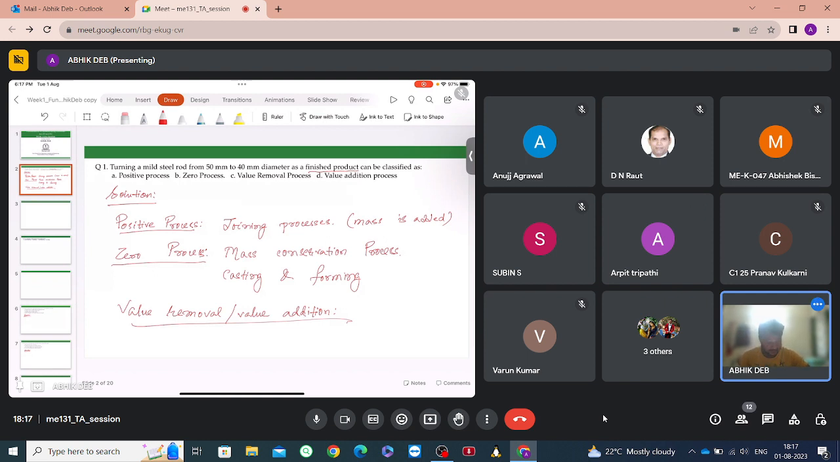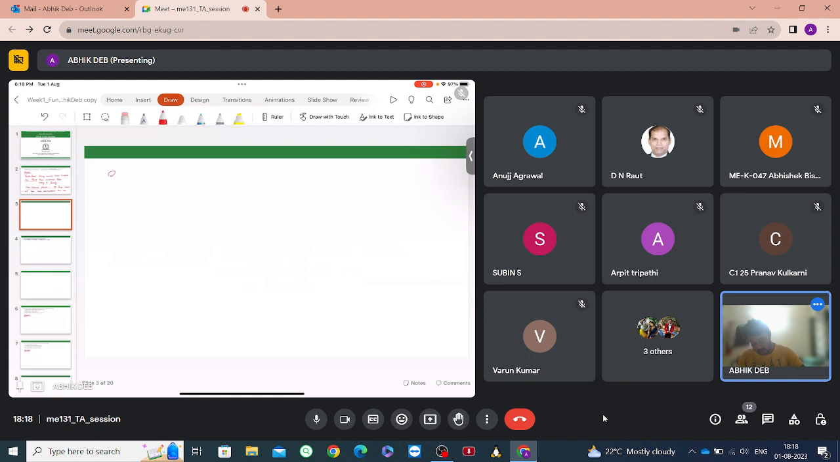So value removal process: the final product will have lesser value, you can write usefulness, than the pre-processed counterpart.